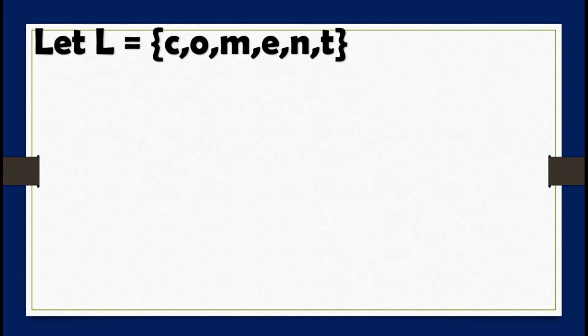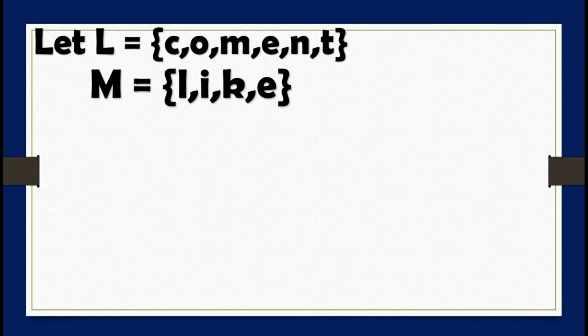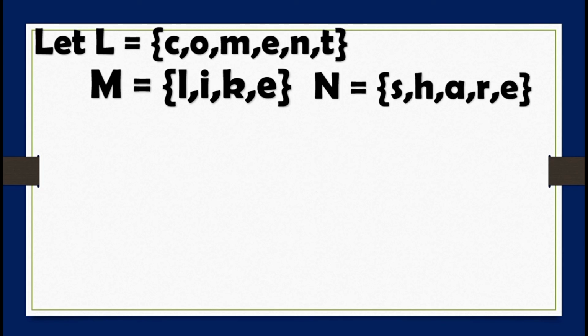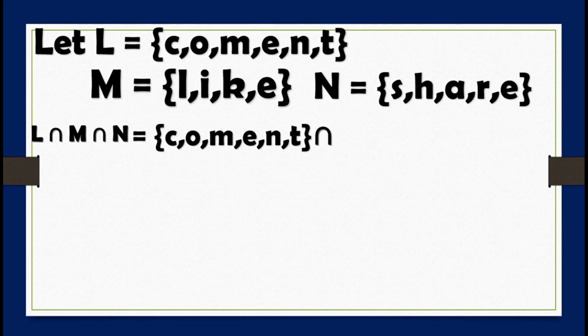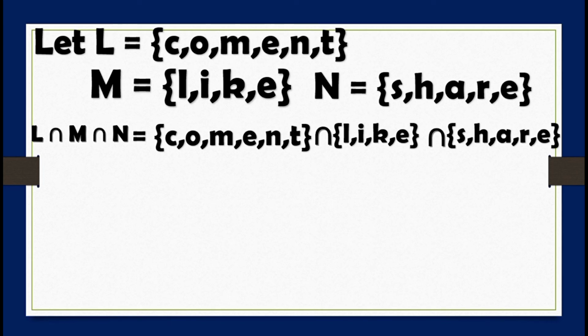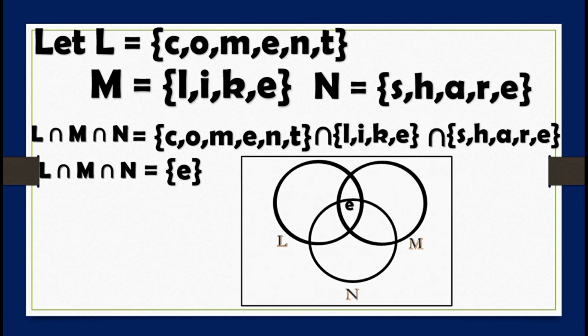Another example. Set L consists of C, O, M, E, and T. Set M consists of L, I, K, E. And set N consists of S, H, A, R, E. So we will determine L ∩ M ∩ N. First, let's write the elements of set L, followed by the intersection symbol, the elements of M, followed by the intersection symbol, and the elements of N. So let's determine what is common among these three sets. Here, we can see that only element E is common among the three sets. So for us to illustrate this in our Venn diagram, this would be the illustration, and only element E is considered to be the common element among these three.